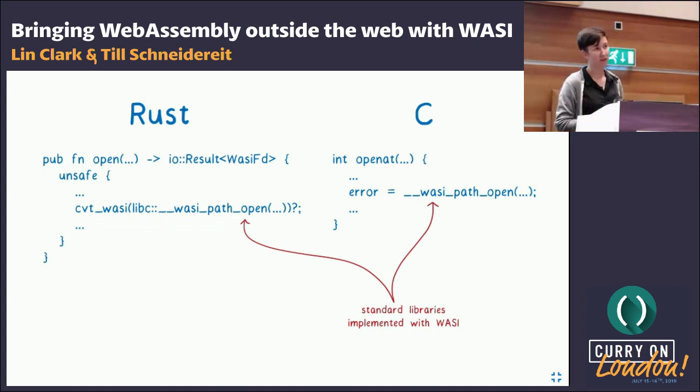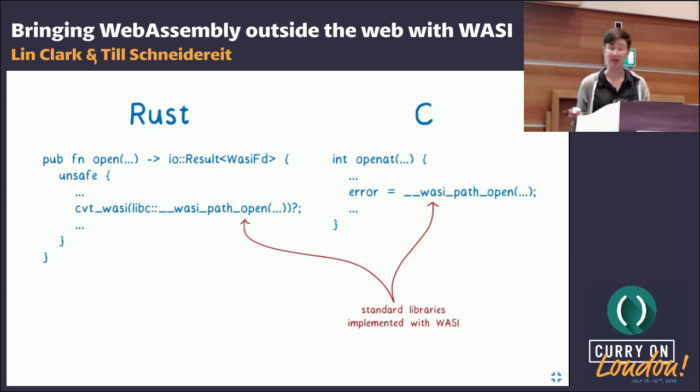How will module developers use WASI? Well, languages like Rust will use these WASI functions directly in their standard libraries. So for example, Rust's open is implemented by calling WASI path open when it's compiled to WebAssembly. So this means that module developers don't actually even need to know about WASI. They just use this standard library, and it all gets compiled in for them.